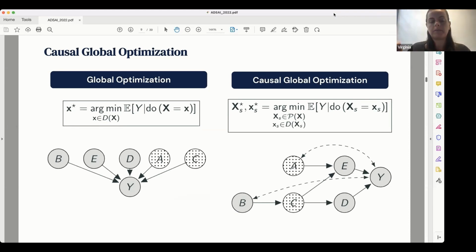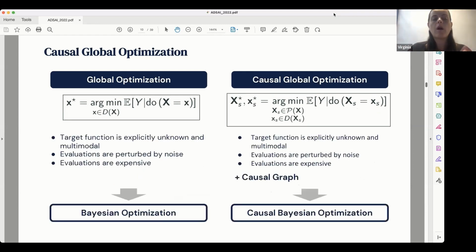Again, differently from global optimization, in causal global optimization, we account for the causal relationship among the inputs and the outputs, and we try to find the optimal intervention level and the optimal intervention set, which is this capital X star. So one way to solve global optimization, especially when the target function is unknown, multimodal, perturbed by noise, and expensive to evaluate, is Bayesian optimization. So the same idea can be applied to the causal global optimization problem.